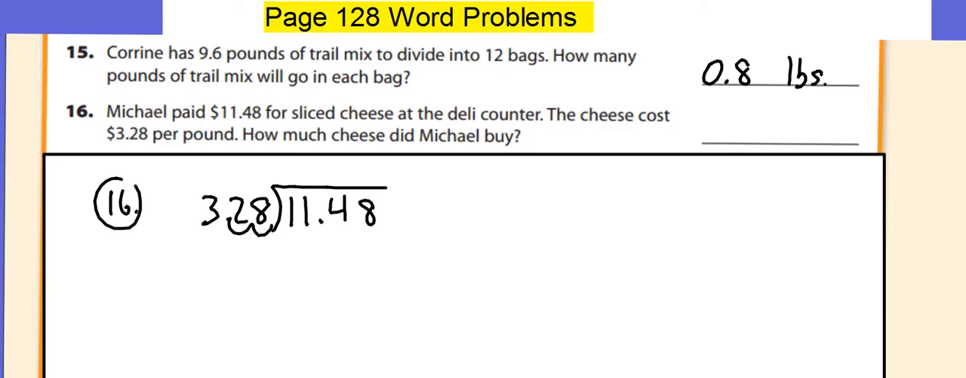Just remember that whatever you multiply a divisor by, you have to do to the dividend as well. So if you multiply the divisor by 100, you have to multiply the dividend by 100. So now I've got 1,148 divided by 328.